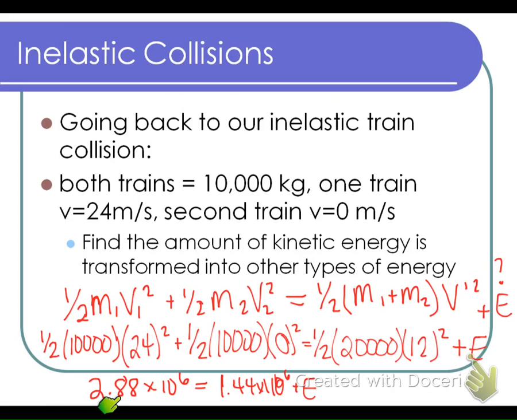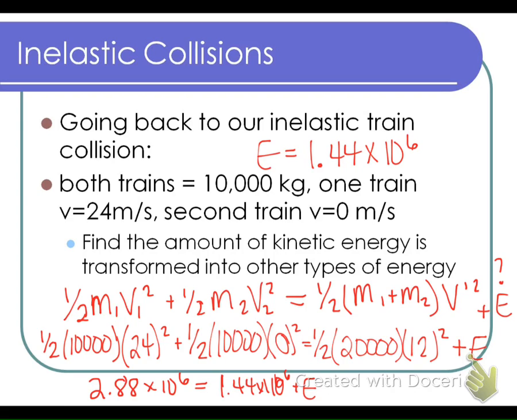All right, so on the left side, I think, we should get about 2.88 times 10 to the 6th, or something pretty close to that. On the right side, by combining this term, we should get about 1.44 times 10 to the 6th, and then this says plus E here, even though you can't really see it. So this is our other type of energy that it's been transformed to. To solve for E, we should subtract over the 1.44 times 10 to the 6th. That means the amount of energy that's been transformed should also be 1.44 times 10 to the 6th.